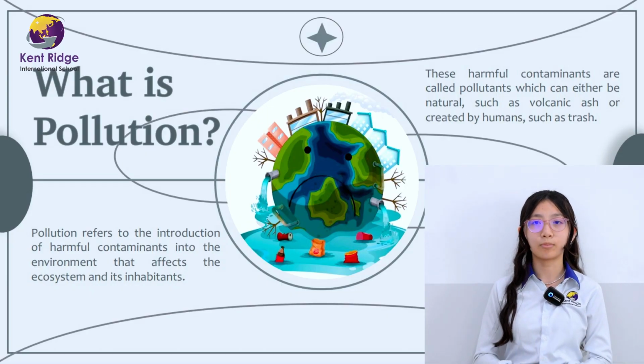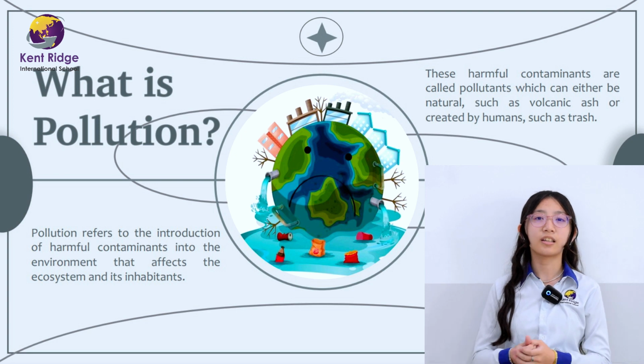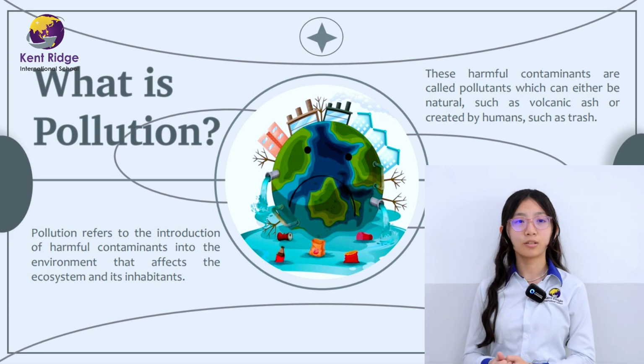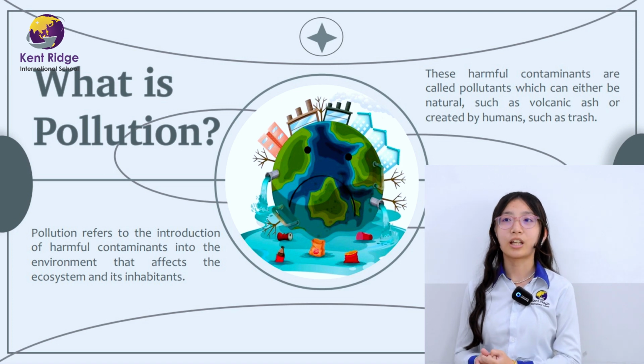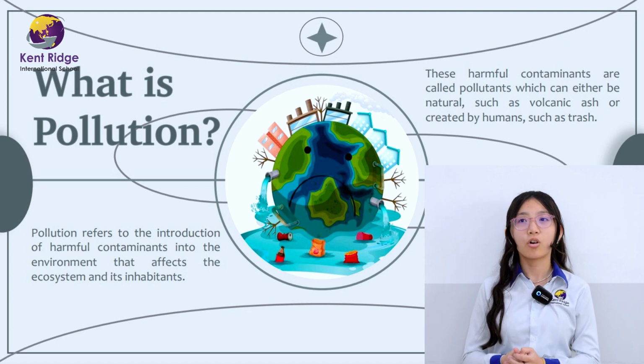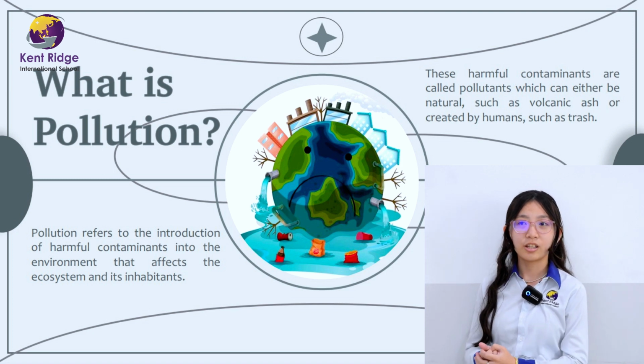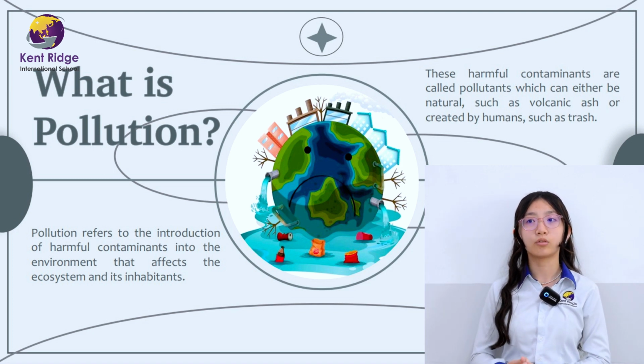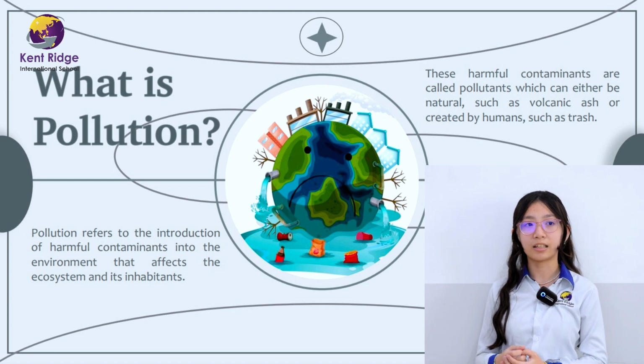Before learning about the types of pollution and its effects on the environment, we first must ask ourselves, what is pollution? Pollution refers to the introduction of harmful contaminants into the environment that affects the ecosystem and its inhabitants. These harmful contaminants are called pollutants, which can either be natural, such as volcanic ash, or created by humans, such as trash. These pollutants lead to a high possibility of the water quality, the air quality, and the land quality to be damaged. Now that we know the overall definition of pollution, we should talk about the three most common pollutions that are air pollution, water pollution, and soil pollution.